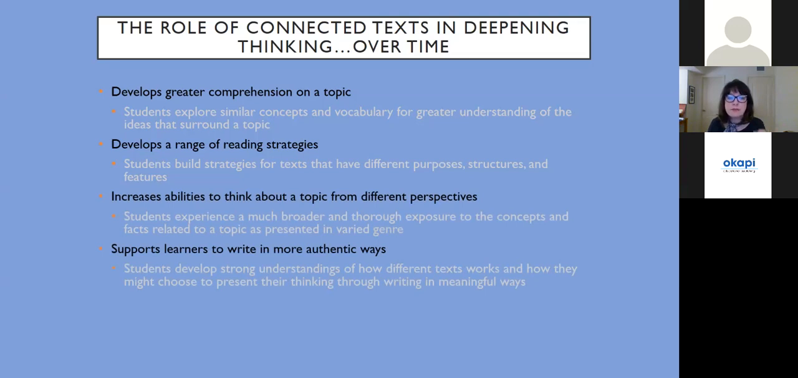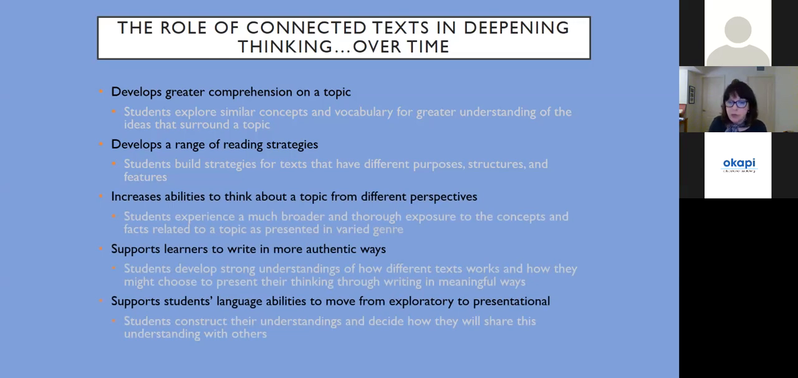supports them to write in different ways, because what we know as a writer, we know first as a reader. So the variety of text types and the different ways that authors are communicating their messages is really powerful. And that's one of the things that we know connected text allows kids to experience and see. And it also supports their language abilities to move from exploratory kinds of tentative talk to presentational, where they're beginning to use more academic language and vocabulary.